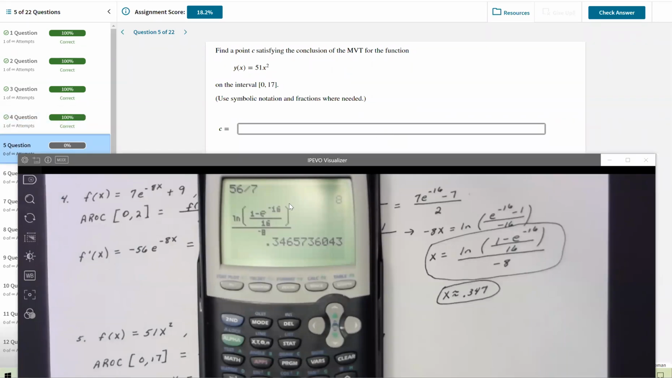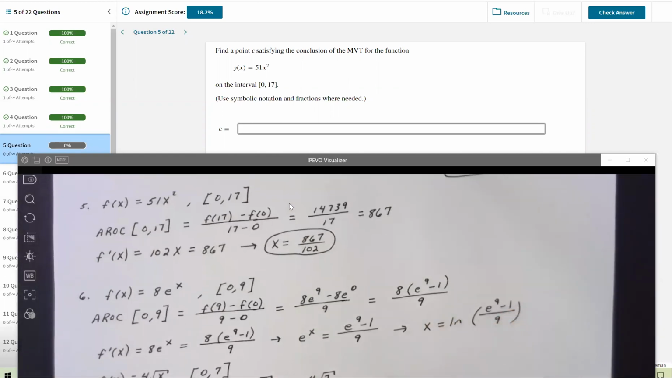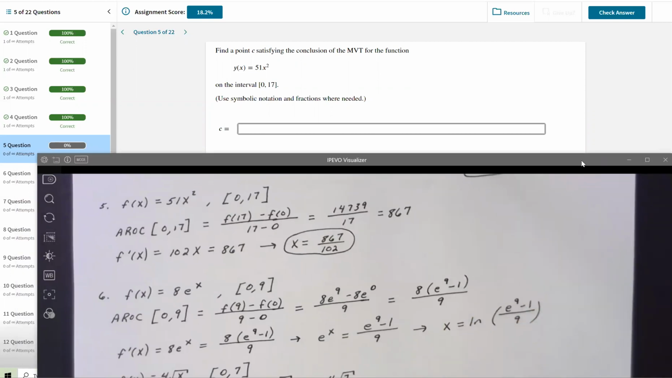Up next, number 5. And number 5 goes back to an easy problem. I'm not quite sure why it goes from a really cool, fun problem back to an easy problem here. Number 5 is just a basic quadratic that we're trying to verify the mean value theorem on. So we have 51x squared on the interval 0 to 17.